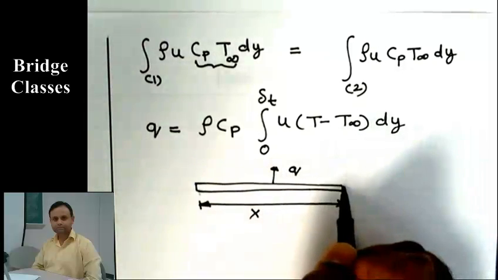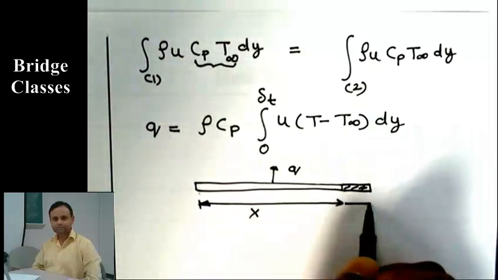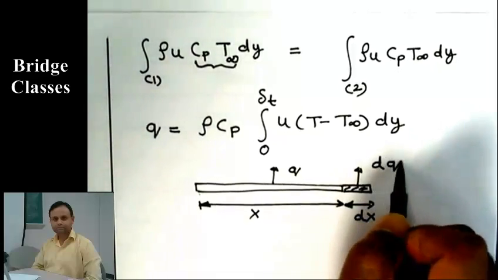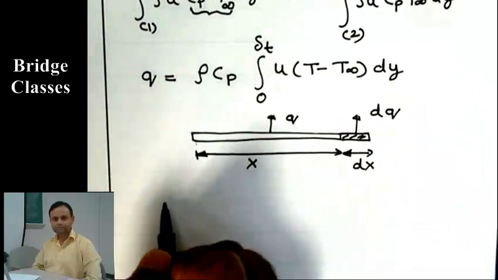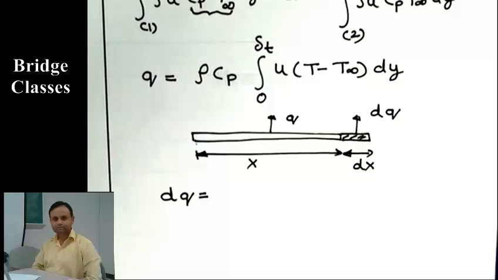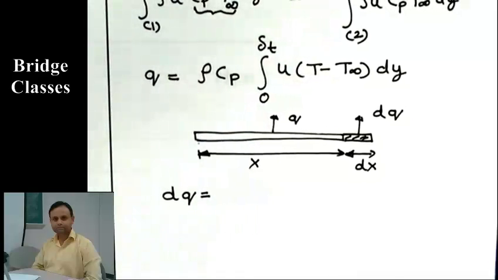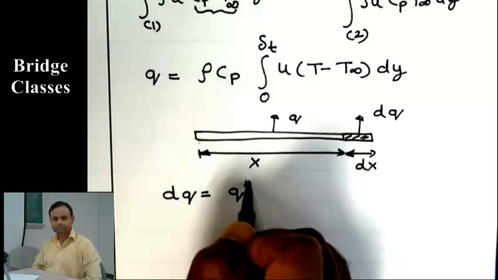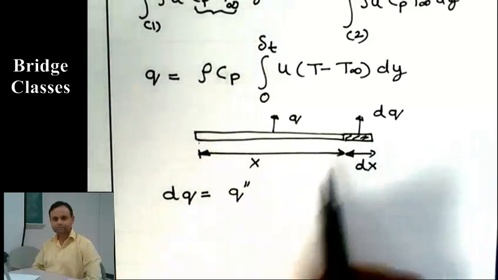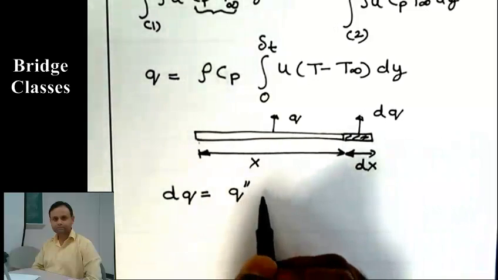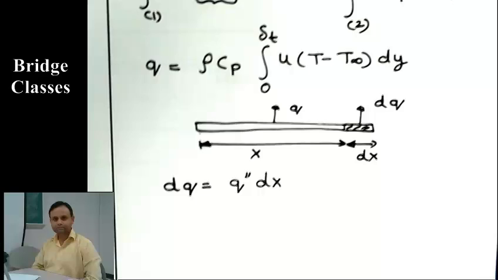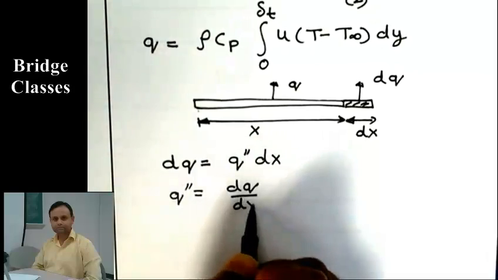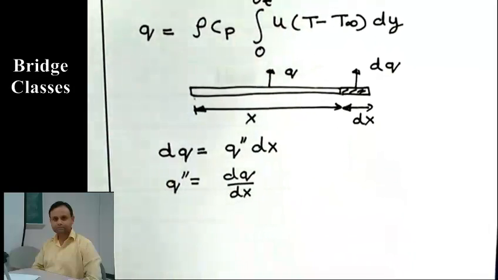Now again say this is the plate, and from length x, the heat transfer is Q. Now we take a differential length, say dx, and the heat transfer from this is dq. You can write dq as q double prime, the local flux from the surface which depends on x, times dx. Or you can write q double prime is dq dx.